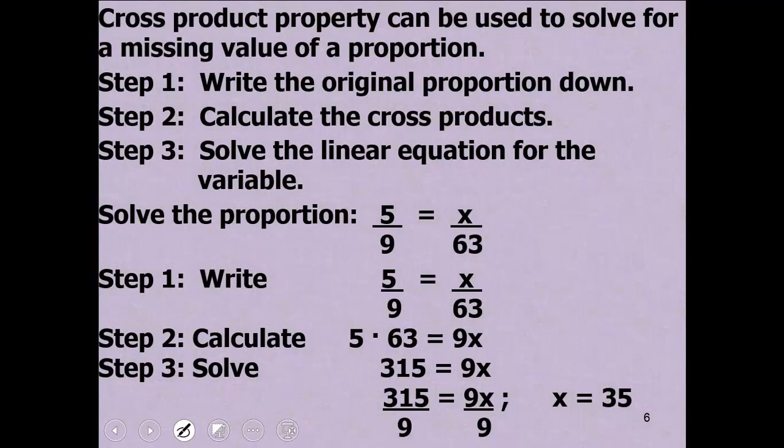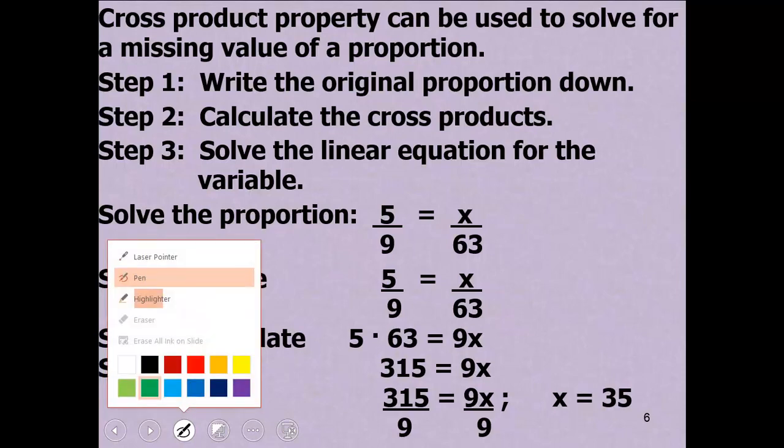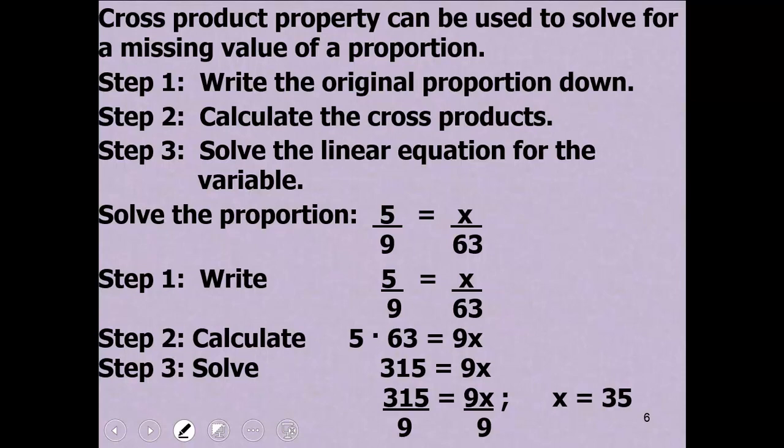All right. Now we can use this to solve for a missing value of a proportion, and we're going to start off with simpler ones. You've seen these before. Here's what I want you to do in your homework. Write the proportion that they give you down on your paper. Then I want to see how you calculated the cross product, and then you're going to solve the equation. It's a linear equation. So you are going to write down the original proportion, calculate the cross products, and solve for the variable.